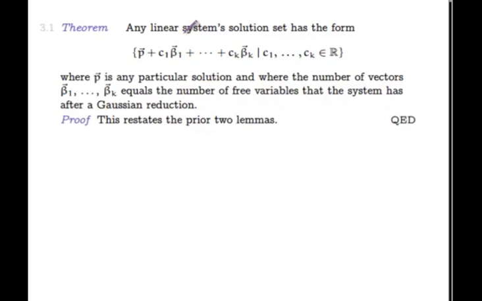Okay, let's do another theorem. Any linear system solution set has this form: P plus the sum of linear combination of vectors, where P is a particular solution, and the number of vectors is equal to the number of free variables. All right, so what we've just done here is we've combined the two lemmas, and we've shown that the homogeneous solution has this form, and we've also shown that the set of solutions to a linear system is particular plus homogeneous. So here we've just summarized the contents of the two previous lemmas.